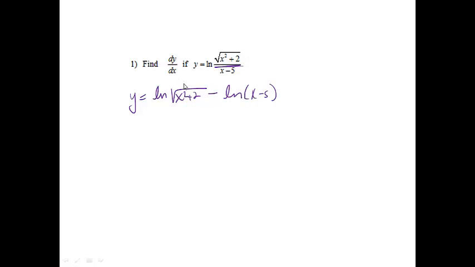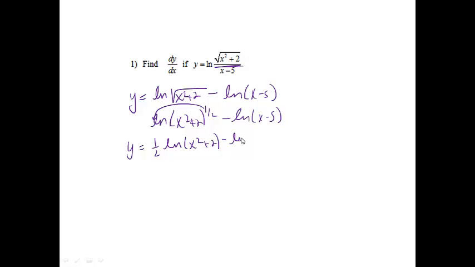The next thing that I'm going to do, since we have a square root, that would be like (x squared plus 2) to the 1/2 power. And then we are allowed to pull our power out front. So now I have y equals 1/2 the natural log of x squared plus 2 minus the natural log of x minus 5. Notice I have not taken the derivative yet, but now I'm ready to take the derivative.